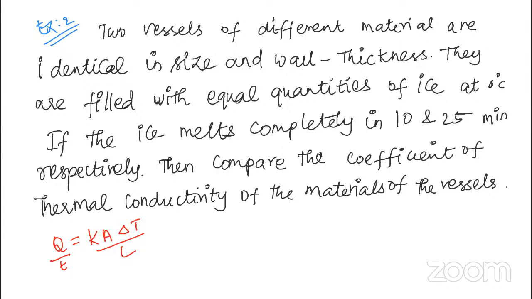Only the temperature varies. Two vessels are filled with equal quantities of ice at a temperature of 0 degrees. If the ice melts completely in 10 minutes in one vessel and in 25 minutes in the other, how should the thermal conductivity vary?